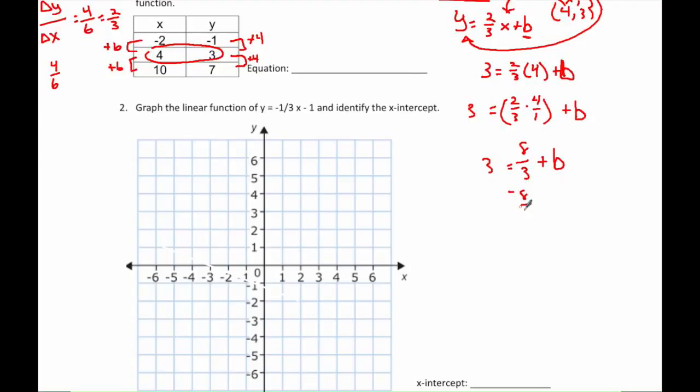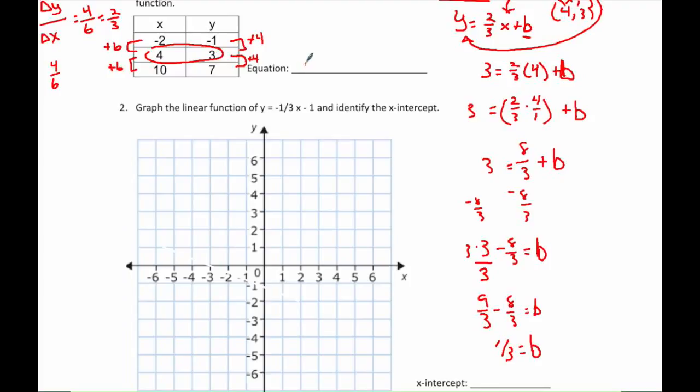I subtract 8/3 from both sides. I have 3 minus 8/3 is equal to b. And now I need to subtract 8/3 from 3. I'm going to go ahead and change this into a common denominator by multiplying the bottom by 3 and the top by 3. So I get 9/3 minus 8/3 is equal to b. And b is equal to 1/3. Okay, I'm just subtracting fractions on that side. So there it is. There's b.